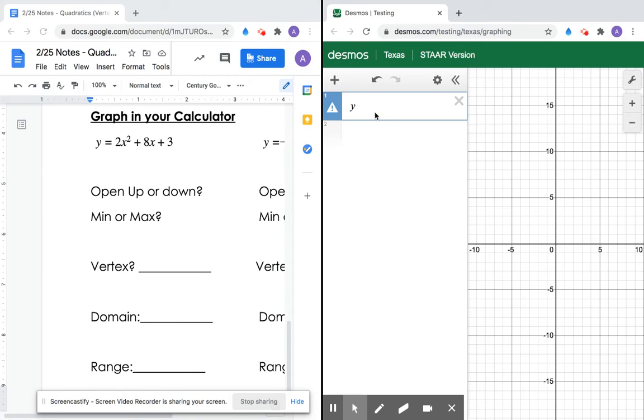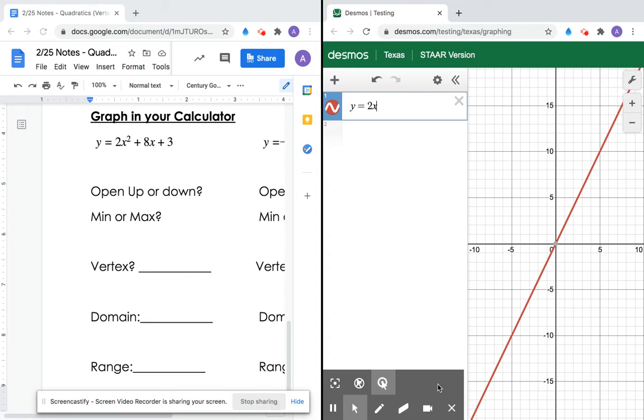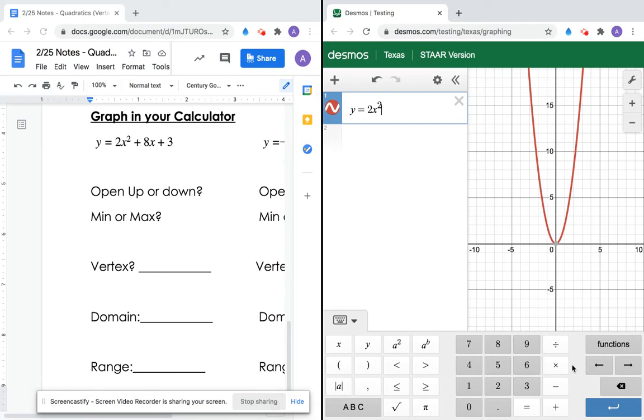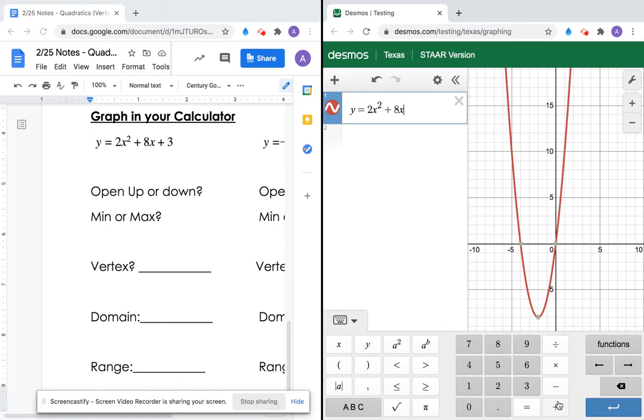Y equals 2x squared plus 8x plus 3. So once you graph that equation, you can see a few points on your graph, and we'll talk about what these other key features are the following day.